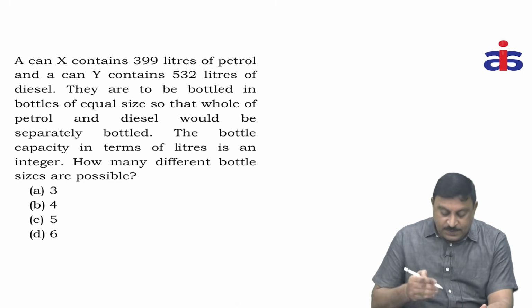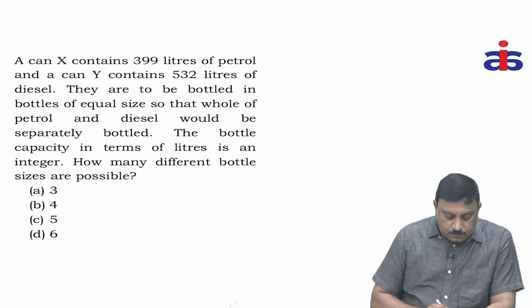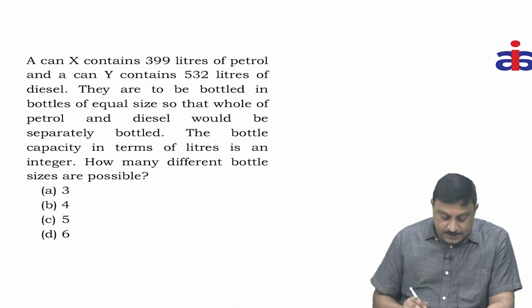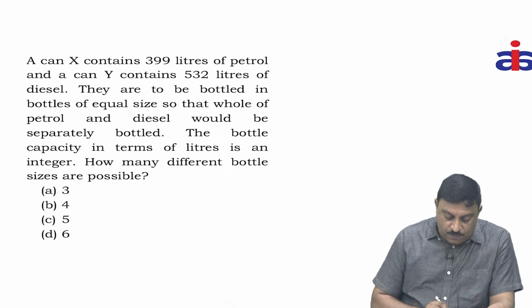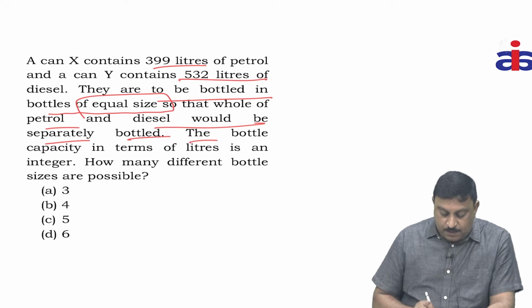Coming to the next one. Even this question is also HCF based, right? See here, there is a can X which contains 399 liters of petrol and a can Y which contains 530 liters of diesel. They are to be bottled in bottles of equal size so that the whole petrol and diesel would be separately bottled. They should not be mixed. The bottle capacity in terms of liters is an integer. It should be an integer, right? How many different bottle sizes are possible?